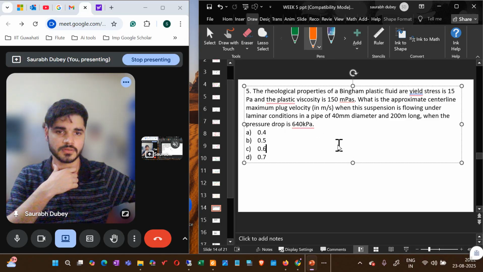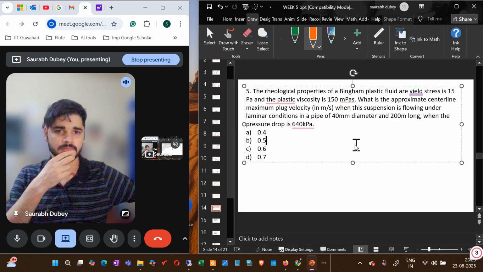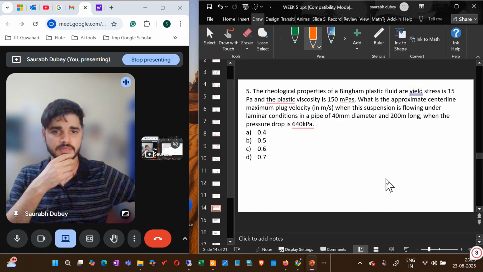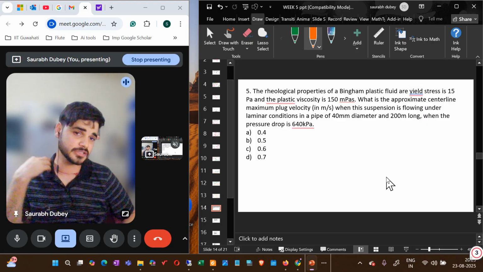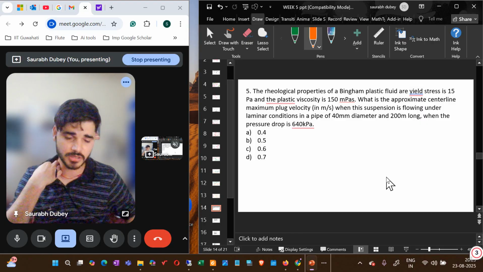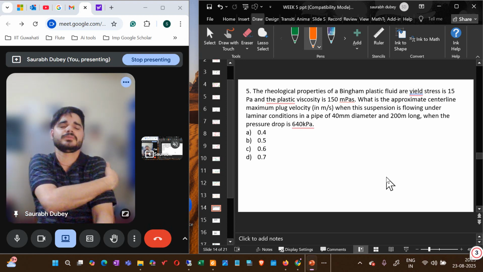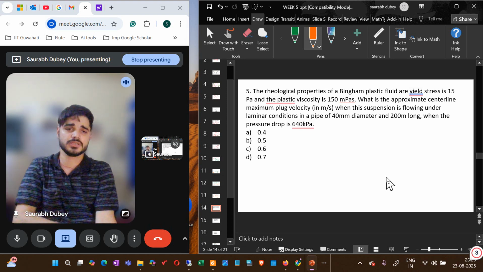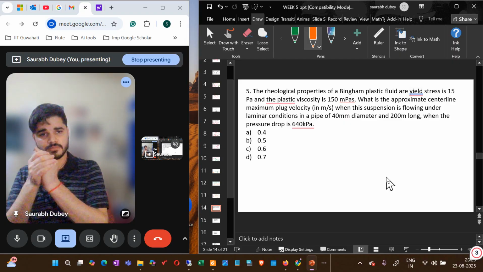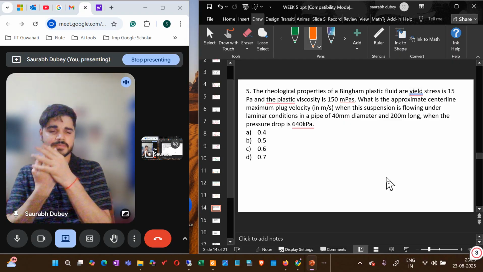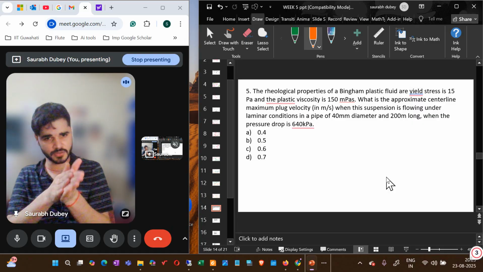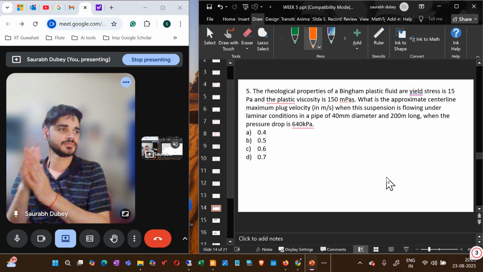right? And is this one on the rheological property of the Bingham plastic fluid? So we have already solved power law fluid questions, we have solved Herschel-Bulkley fluid based questions, and now it is the Bingham, the third lecture of week 5. So we have solved the first lecture of week 5, the fourth lecture of week 5, and now it is the third lecture of week 5, right?